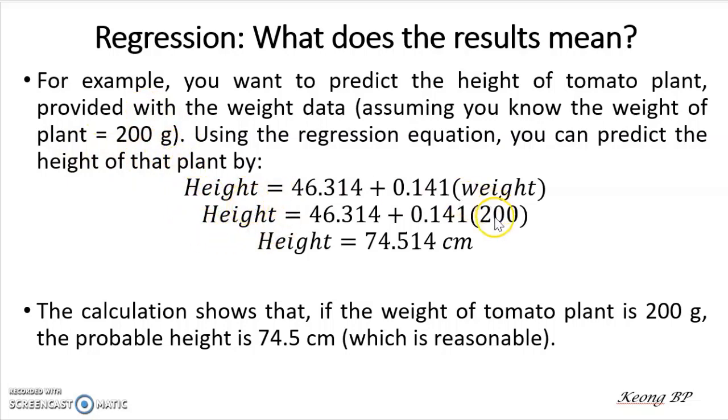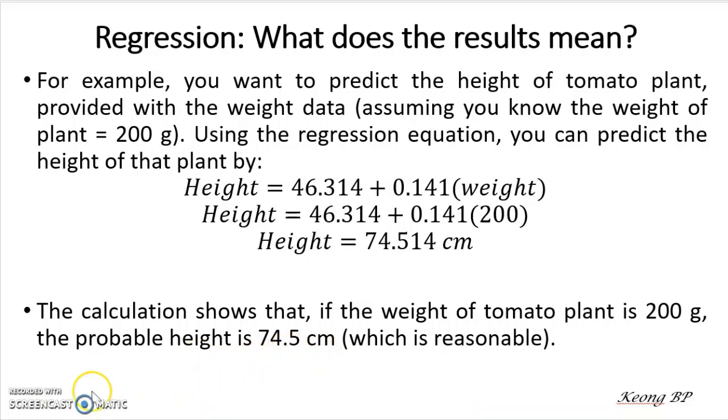With the knowledge of the weight, you can predict the height. What you need to do is replace the unknown variable, which is the weight, into this linear regression equation, solve the mathematical calculation, and you will derive the answer of 74.51 centimeters. At this point, we come to a conclusion that if the tomato plant is 200 grams, the probable height will be 74.5 centimeters, which is reasonable.